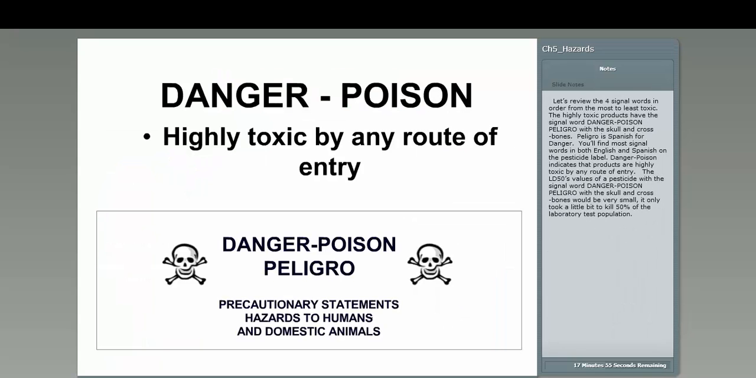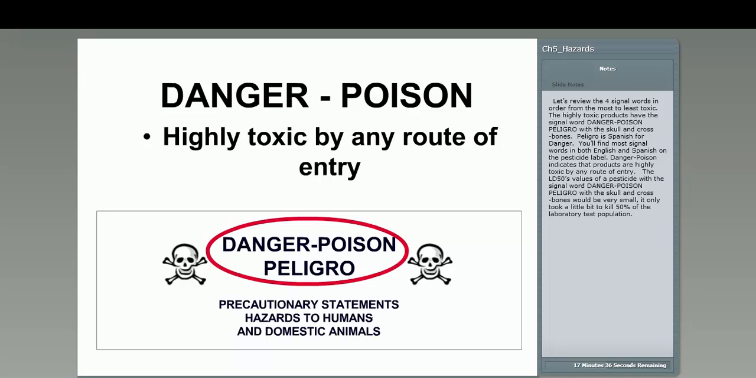Let's review the 4 signal words in order from the most to least toxic. The highly toxic products have the signal word danger, poison, peligro with the skull and crossbones. Peligro is Spanish for danger. You'll find most signal words in both English and Spanish on the pesticide label.